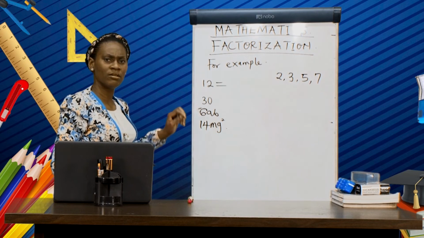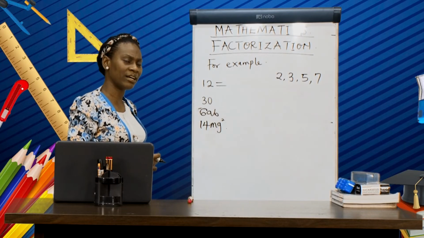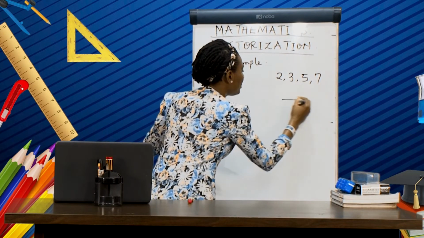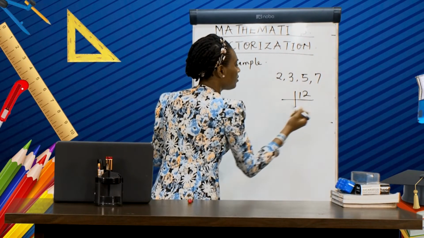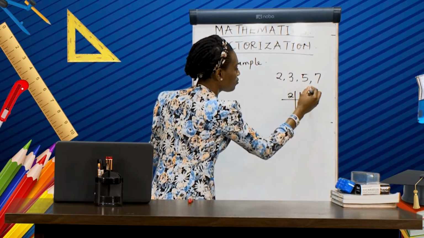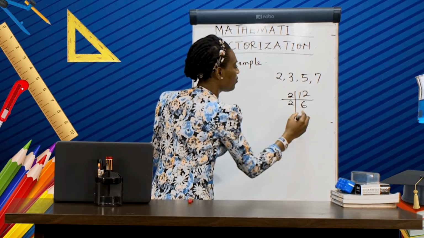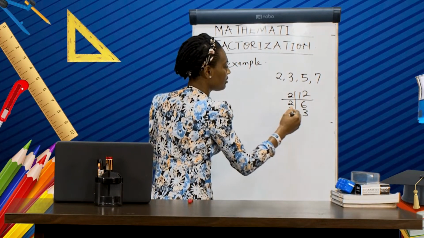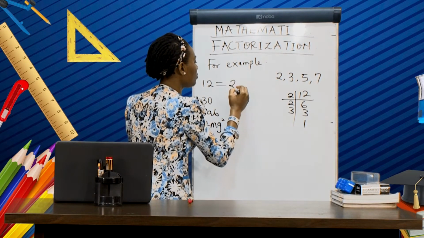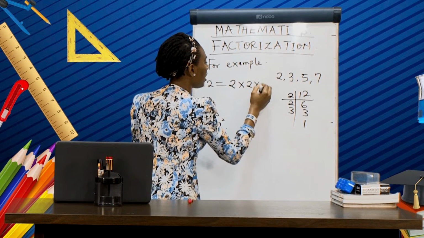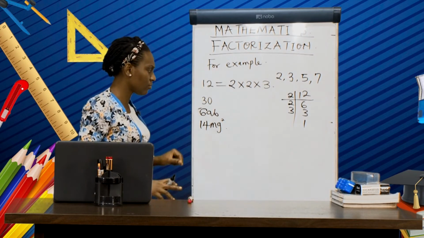Now let's move on to how we express this in terms of prime factors. For us to do that, you need to break 12 down by dividing it with prime numbers. We know 2 can go in 12, so let's divide by 2. Here we have 6. 2 can also go in 6, we have 3. Then 3 in 3 gives us 1. So we can say that 12 is the same as 2 times 2 times 3. We have factorized 12. We've written out the factors of 12.